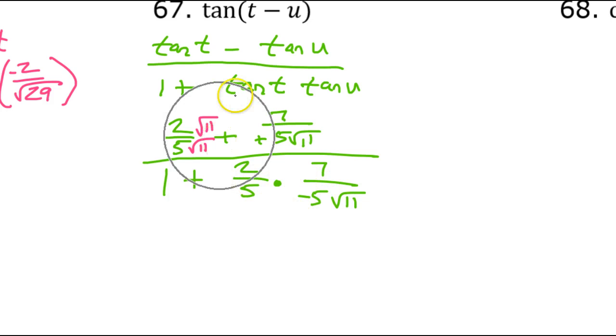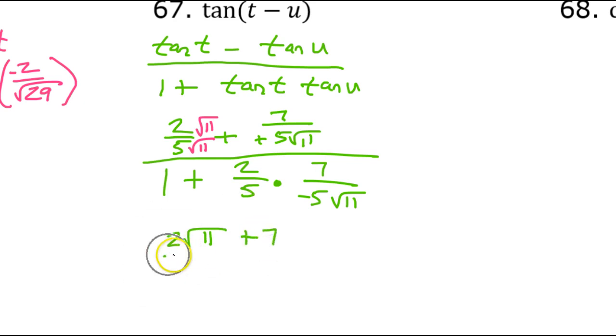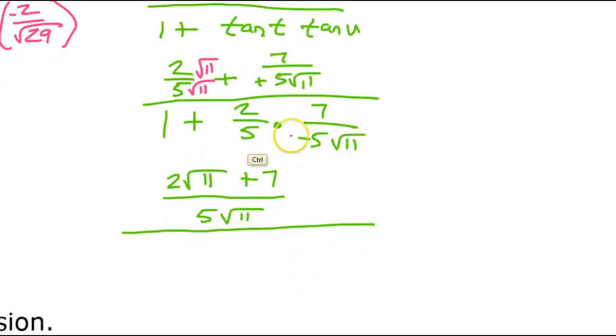So down here, you know what, I guess I'm going to have to show one more step. So I have my like denominators. So in the numerator, I can go ahead and write 2 radical 11 plus 7 over 5 radical 11. All right, that's the numerator. Now in the denominator, looking at this part, I have 14 over negative 25 radical 11.